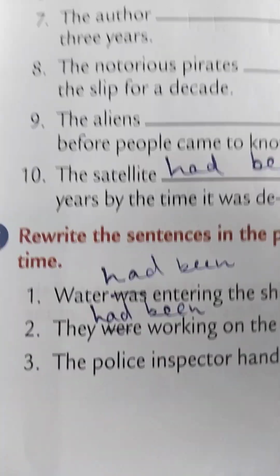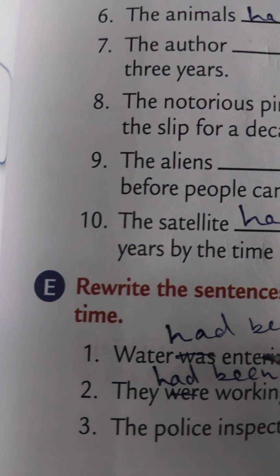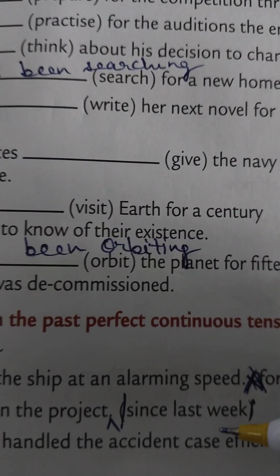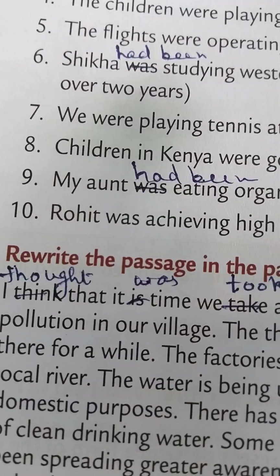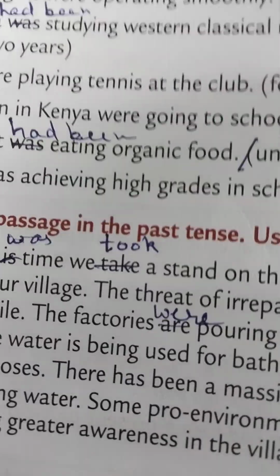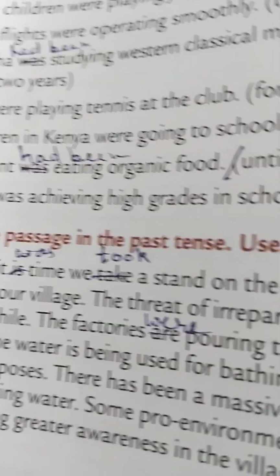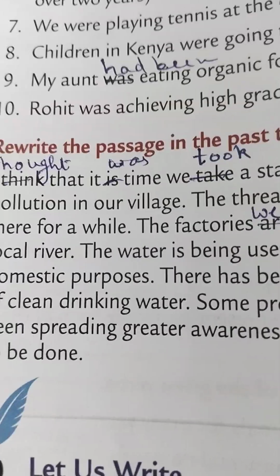Okay. They had been working on the project since last week. So in place of were, you will write had been, and you will add this expression of time also, since last week. Now see another sentence, children. Shikha, in place of was, had been studying Western classical music with a renowned composer in London for over 2 years. My aunt had been eating organic food until she left the city. Okay, so your complete sentence will be like this. So do this question this way, children.